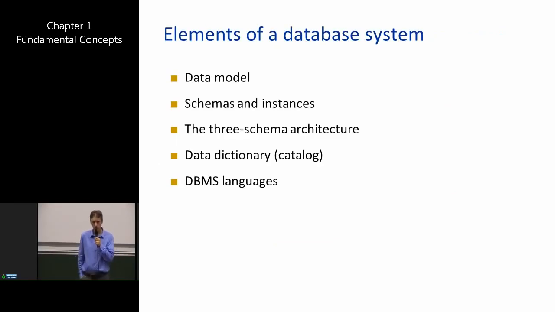In what follows, we're going to zoom into some of the elements of a database system. First, we're going to talk about data models. Then we're going to talk about schemas and instances. We're going to extensively outline the three-schema architecture. We're going to talk about data dictionaries. A data dictionary is also referred to as a catalog. So data dictionary and catalog are synonyms. And then we're going to discuss DBMS languages.